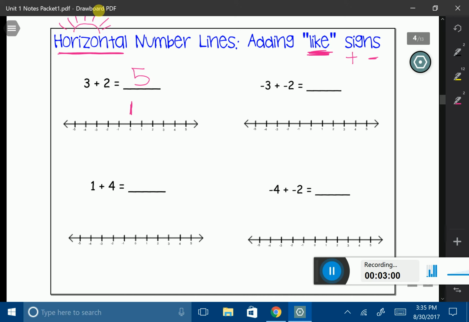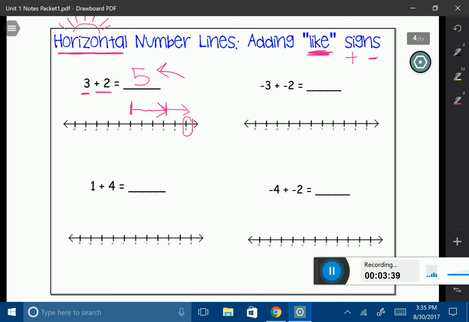I'm going to start at 0, and I'm going to look at my first number, 3. I'm going to go positive 3 units, so I'm going to go 3 units to the right, and I'm going to draw my little arrow. Then I'm going to look at the second half, plus 2. I'm going to draw another little line, and I'm going to add 2 spaces. You'll notice that my last arrow lands at my answer, which was 5, like we said. So this is how we show adding integers on a number line.